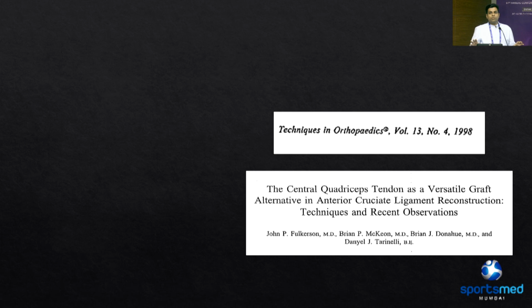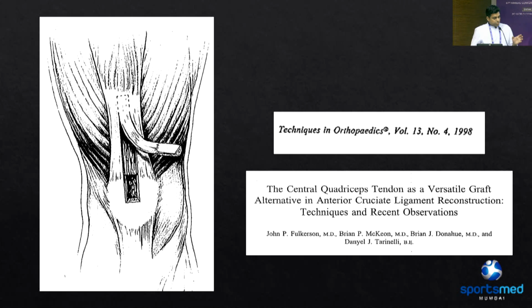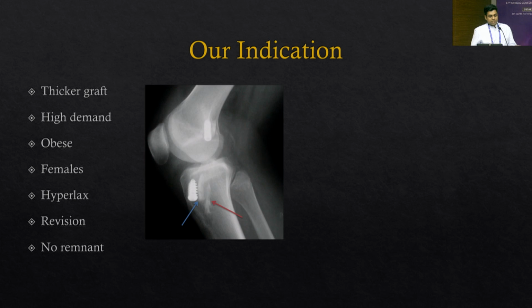So this is not a new graft. It has been described as early as 1998 by Fulkerson and colleagues. He had done extensive research and shown how to harvest it and how to apply it in an ACL. So it's almost a 40-year-old graft, but we have been using it in our setup for only 4 to 5 years, probably because of the fixation and graft harvest techniques.